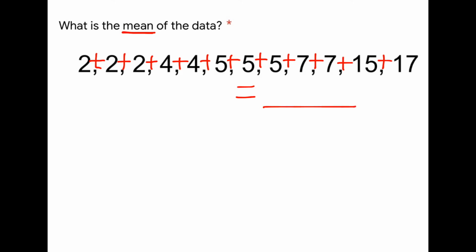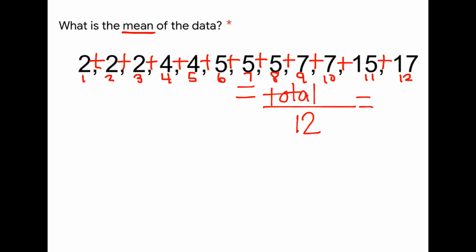Whatever you get, you are then going to divide that number by, we have 1, 2, 3, 4, 5, 6, 7, 8, 9, 10, 11, 12 pieces of data. So this is going to be your total of all those added together divided by 12, because 12 is the number of pieces of data that you have. And that will give you your mean. This will equal your mean.